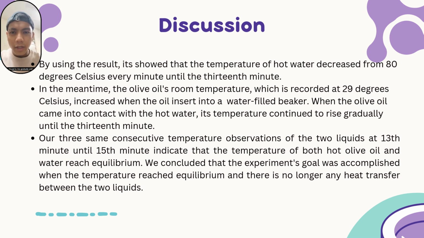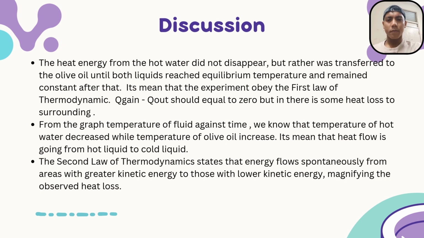We conclude that the experiment goal was accomplished when the temperature reached the equilibrium and there is no longer any heat transfer between the two liquids. The heat energy from the hot water did not disappear but rather was transferred to the olive oil until both liquids reached equilibrium temperature and remained constant after that. It means that the experiment obeyed the first law of thermodynamics.